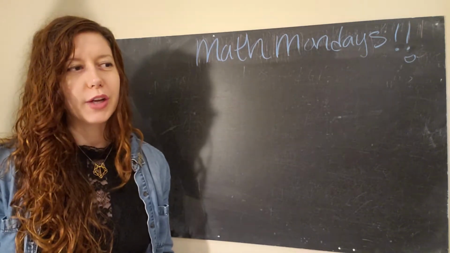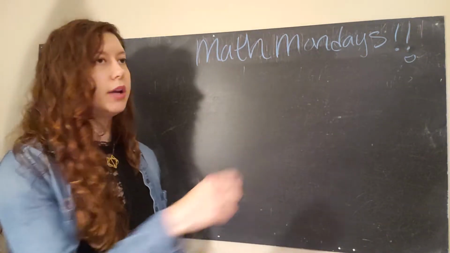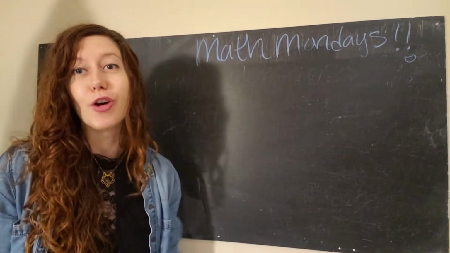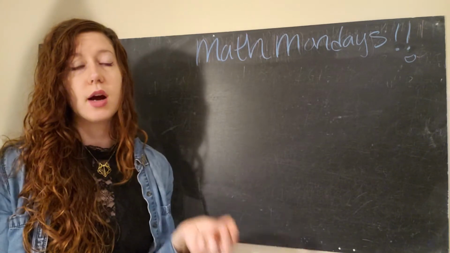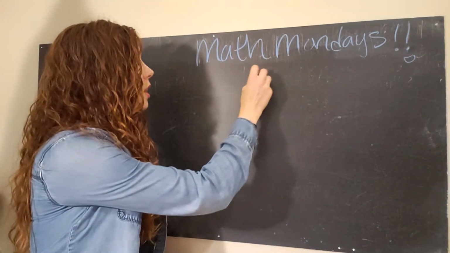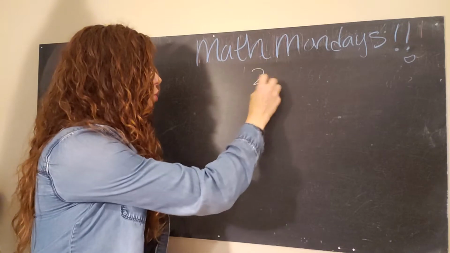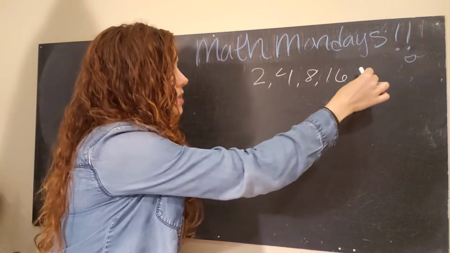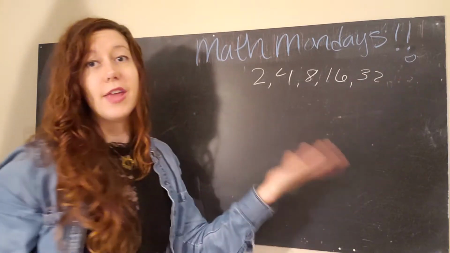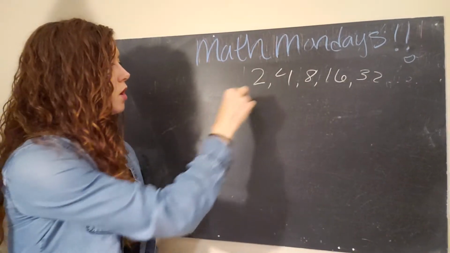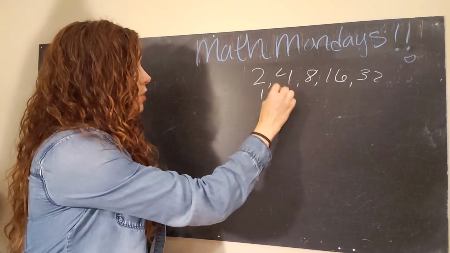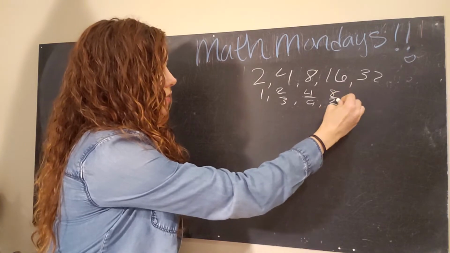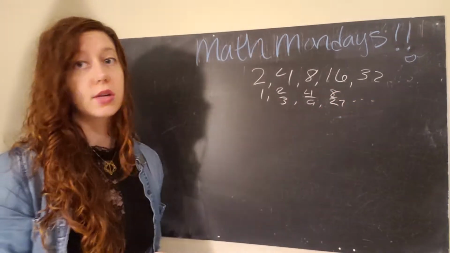Okay, so what is a geometric series? That's kind of a funny and big term. So basically, a geometric series is a sequence of numbers that goes on for a very long time, and it has a certain special pattern. So for example, 2, 4, 8, 16, what's 16 times 2? 32, etc. That is a geometric series. Or 1, 2/3, 4/9, 8/27, etc. That's a geometric series.